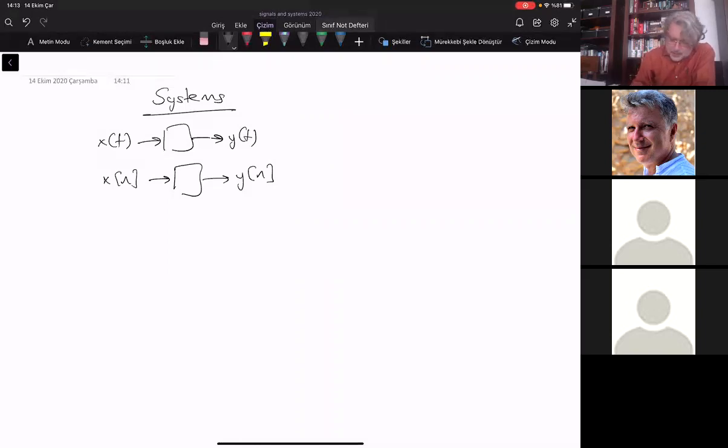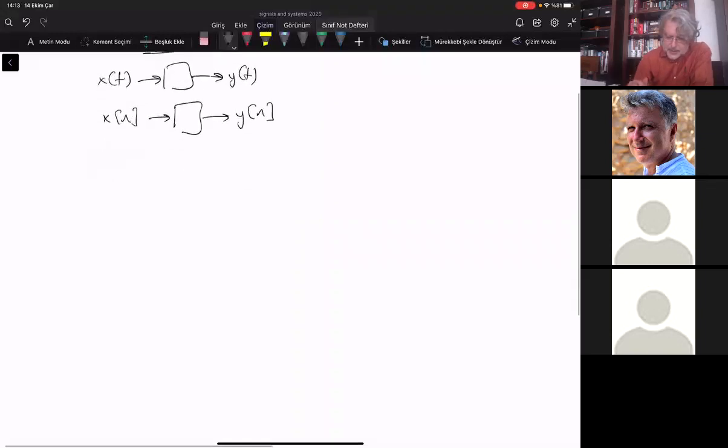Well, we have a typical system example, and this also briefly explains why we are having the Signals and Systems course in electrical and electronics engineering. And you will understand that a system could actually be a circuit like this.